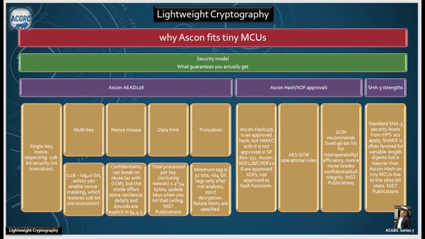When it comes to Ascon hash, Ascon-Hash256 is an approved hash. XOF is not approved as a hash function. Ascon-XOF128 and Ascon-CXOF128 are approved, whereas the XOF itself is not approved. The XOF128 and the CXOF128 are.